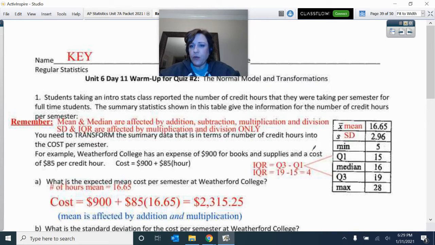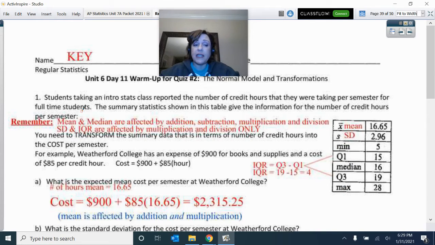So over here to the right, you can see that we have this table of information. And X bar is the mean. So this was the average, and these were hours. So these were credit hours that students are taking per semester for a full-time student, okay? And so they would take on average 16.65 class hours with a standard deviation of 2.96. And then if you were doing a box plot, then here's your 5-number summary. Your min, Q1, median, Q3, and max.